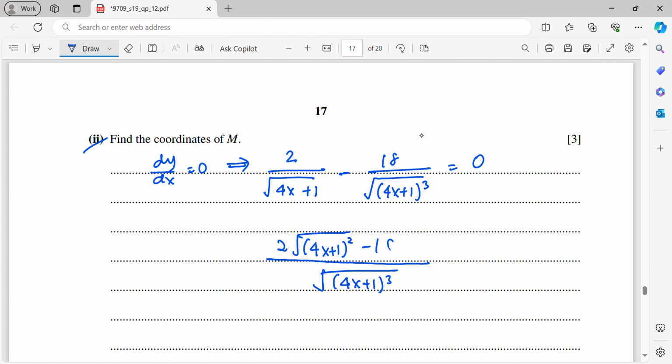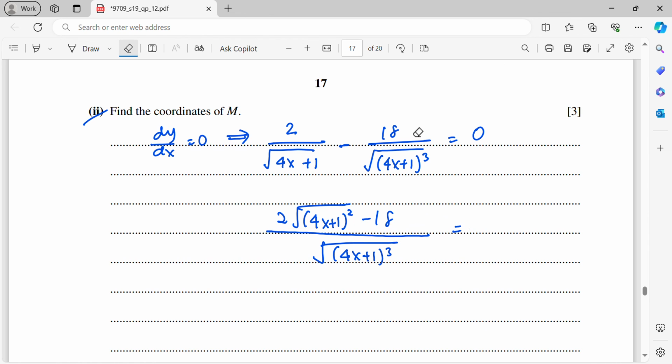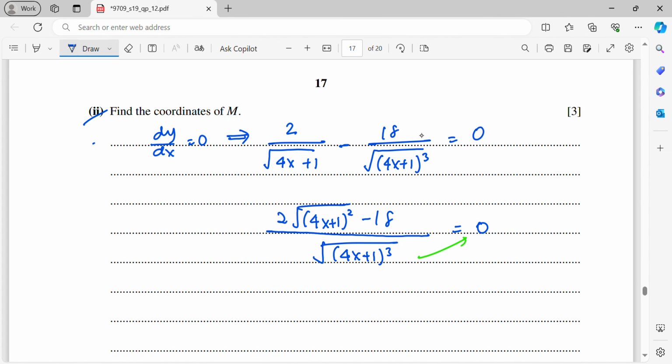Okay, then minus 18 equals 0. Now, the right side, the denominator, when you move up, it will be 0 as well. So it means that I will just solve the numerator. So 2 square root of (4x plus 1) squared minus 18 equals 0. Then 2 square root of (4x plus 1) squared equals 18.